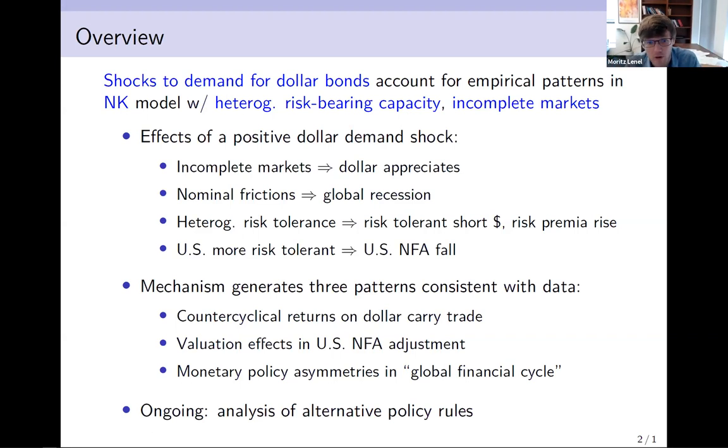An ongoing part of our analysis, and I'm going to come back to this at the very end, is that we can then explore alternative policy rules in such a setting, and I hope we can talk more about this then in the discussion.